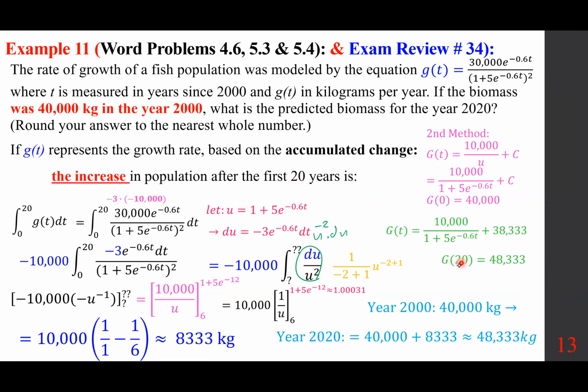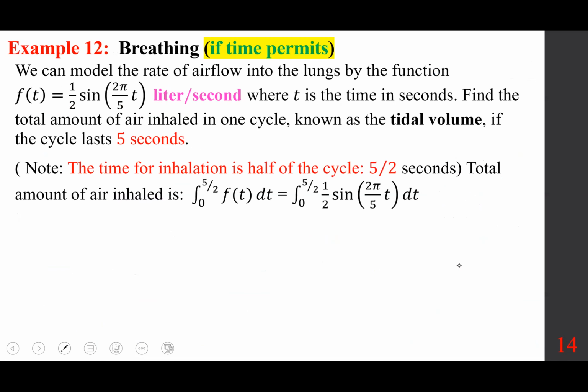I want to quickly look at one more example, which is an application. It's a little bit more complicated, but it's not too bad. It's about breathing. We can model the rate of airflow into the lungs by the function f of t is 1/2 sine of 2 pi over 5 t liters per second, where t is the time in seconds. Find the total amount of air inhaled in one cycle, known as the tidal volume, if the cycle lasts 5 seconds. And what you have to note is that the time for inhalation is half of the cycle, in and out. So half of it in, half of it out. So that's why this is 5/2.